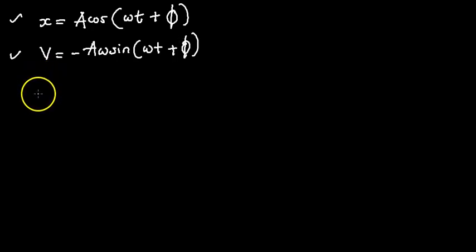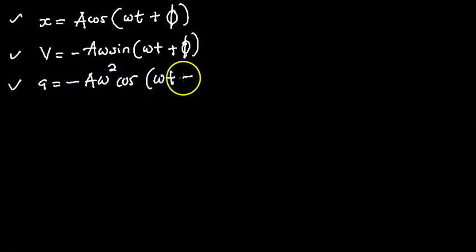What about the equation for acceleration? This is denoted by a, which is going to be negative Aω² cos(ωt + φ). This equation provides the acceleration, which is a, of an object at any given time. It is proportional to the displacement, but in the opposite direction. That is why we have the negative sign.